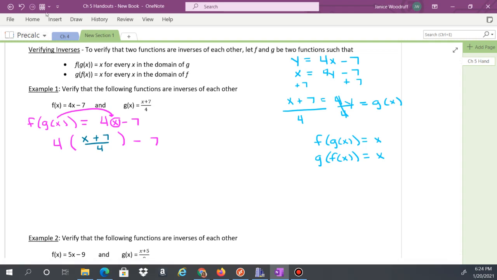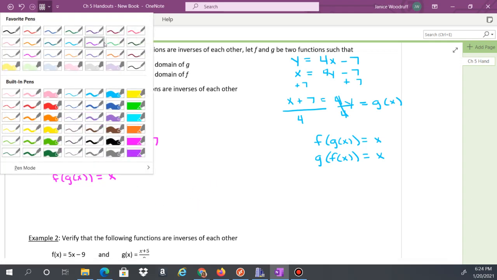So if I go through and I simplify this function, these 4's cancel out. And then I get x plus 7 minus 7, which also cancels out. And I'm just left with x. So if they are inverses, then that's what you're going to get. And the same thing's going to happen if you do g of f of x.